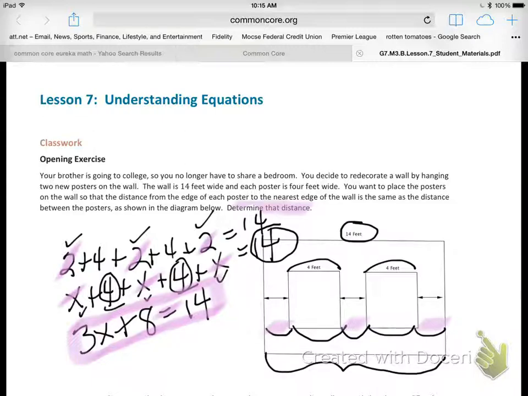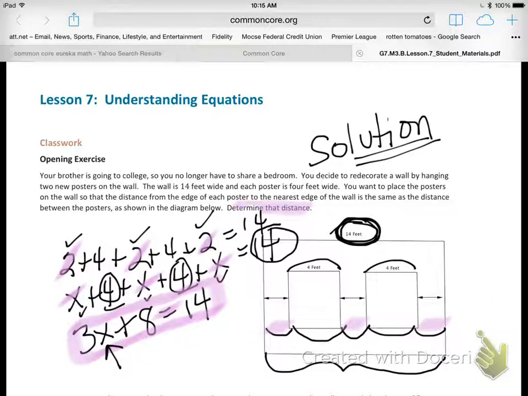This is a finite amount we're working with. We're working with 14 feet. There aren't many possibilities. There is only one answer for x at this point. We are trying to come up with what is called a solution. So we are not evaluating using an expression, but we are solving using an equation.